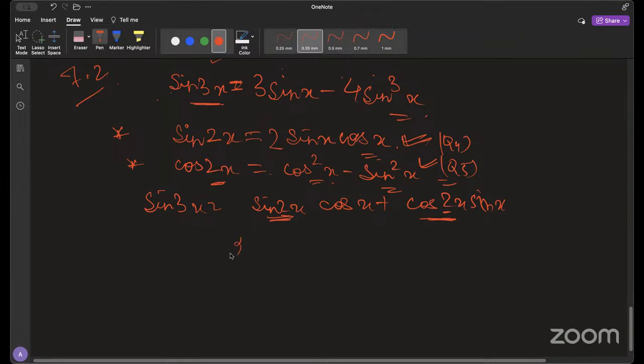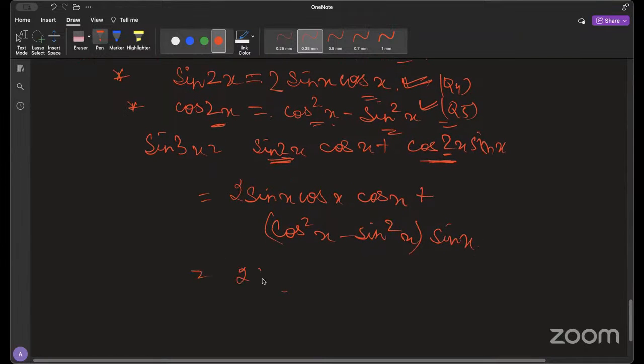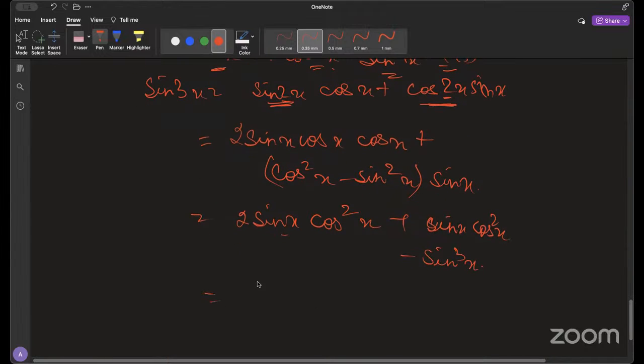When you apply sine 2x here, you'll get 2 sine x cos x. Then there's already a cos x here. When you apply cos 2x, you get cos square x minus sine square x. There's already a sine x. This is sin x. This is what you get.